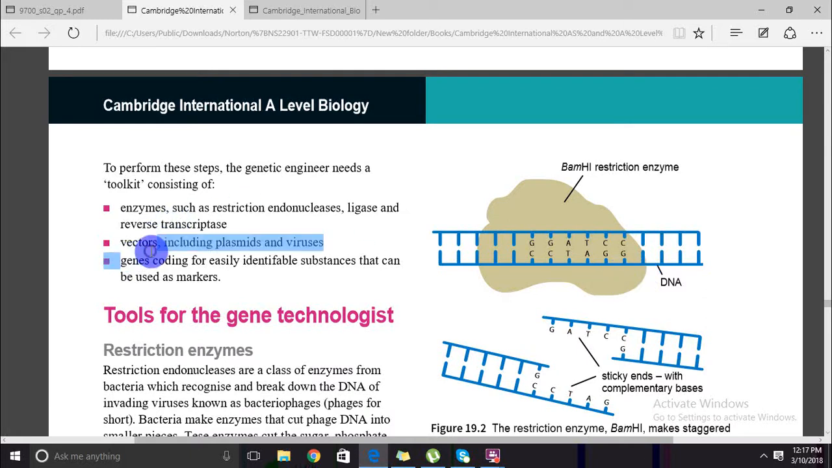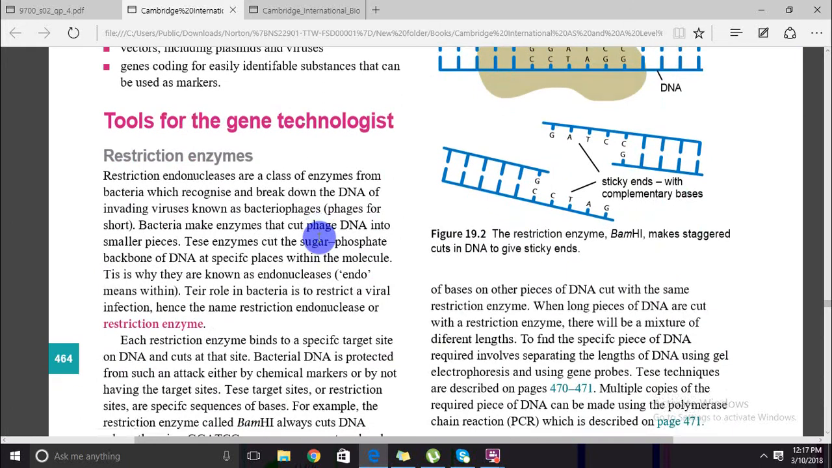And genes that code for easily identifiable substances that can be used as markers. So these are some things we need. So restriction endonucleases, and why do we call them that? Because these enzymes are naturally found in bacteria, and in the bacteria they basically serve to restrict viral invasions, because they cut up viral DNA so that viruses cannot destroy the bacteria, and so we call them restriction endonucleases.